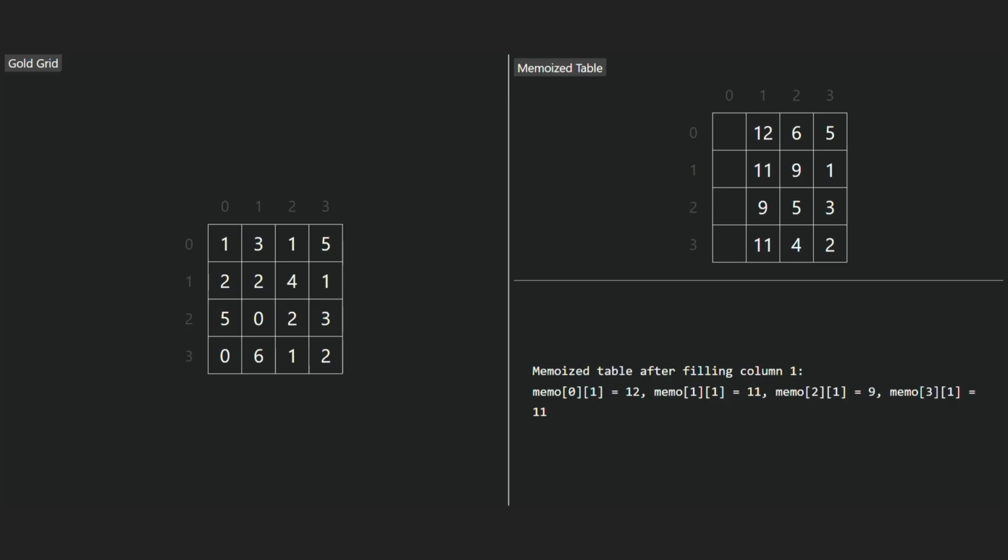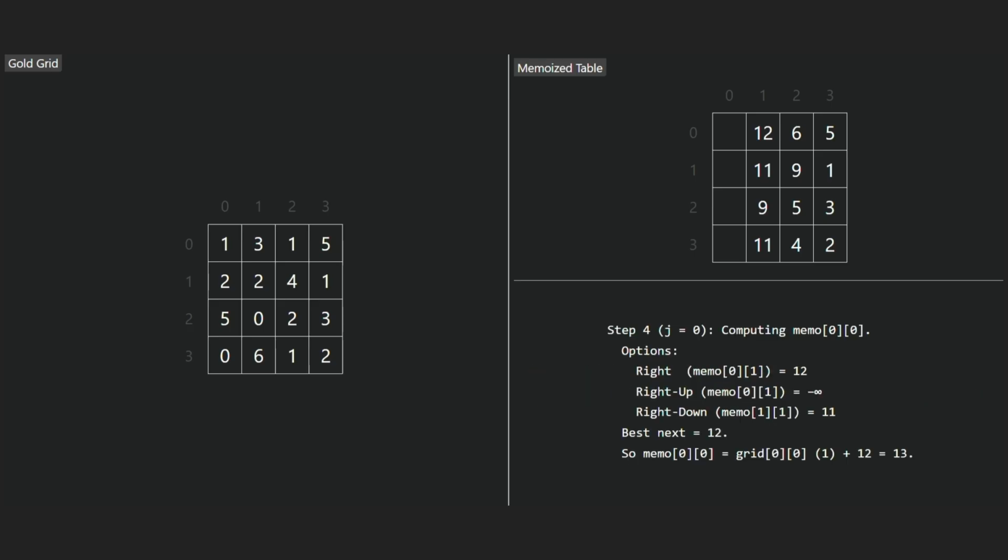Filling column 0, J equals 0. Finally, we fill the first column. Again, at each row I, we look at memoized table at I cross 1, right, memoized table at I minus 1 cross 1, right up, and memoized table at I plus 1 cross 1, right down, when valid.